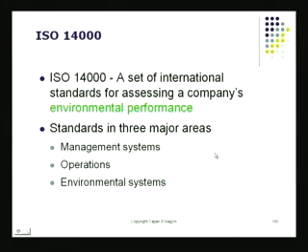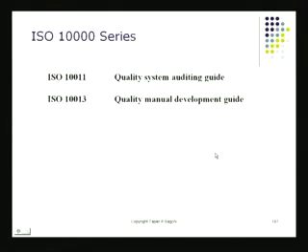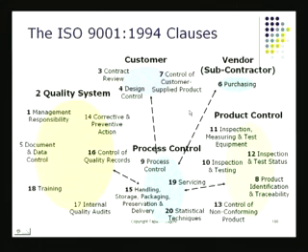That was ISO 14000, and ISO 14000 also lived along nicely. Then there was ISO 10000, which was used, 10011 was used for quality systems auditing guide, and there was another one that was for manual development guide. You had to produce some manuals.